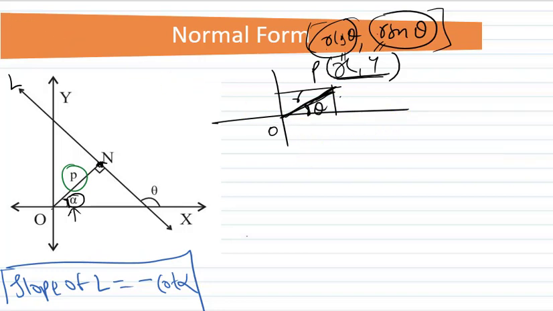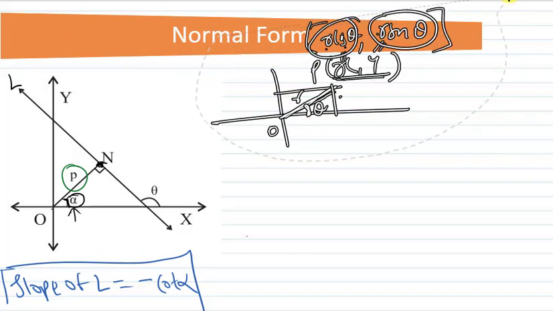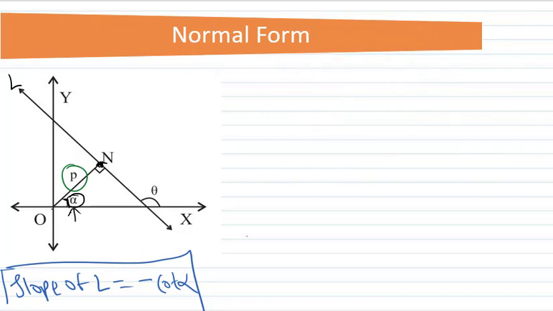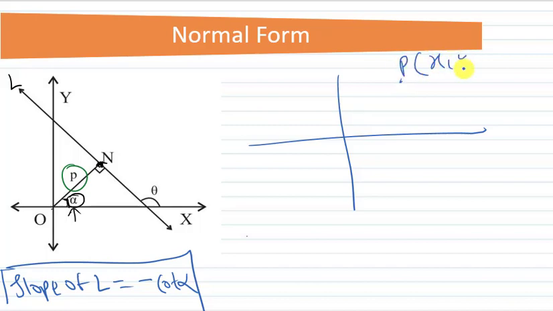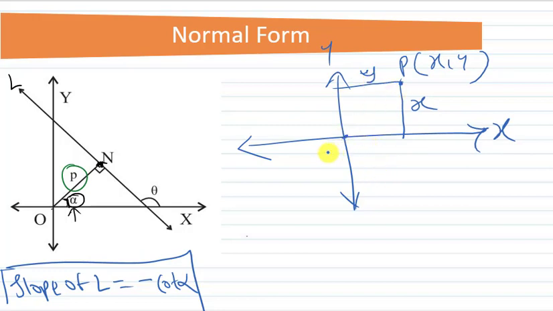If someone has not attended the last session, I will quickly revise or derive it in the second way. Let's suppose this is the x-axis, this is the y-axis. The point P has coordinates x, y. That means this distance is x and this distance is y. This is the origin. Let's suppose OP length is r and this angle is theta, the inclination of OP.